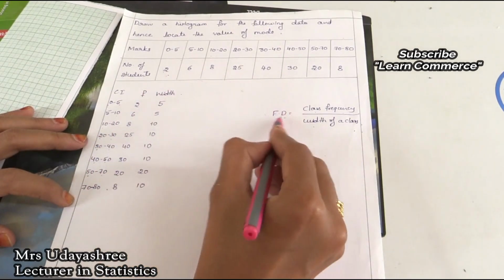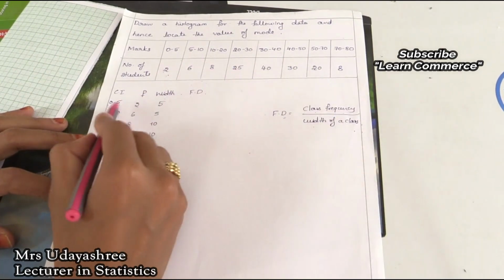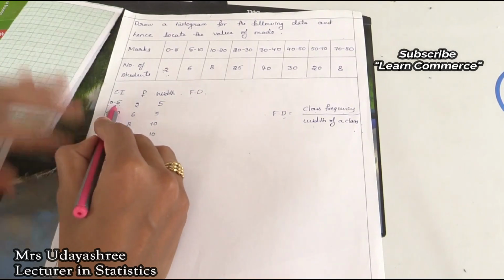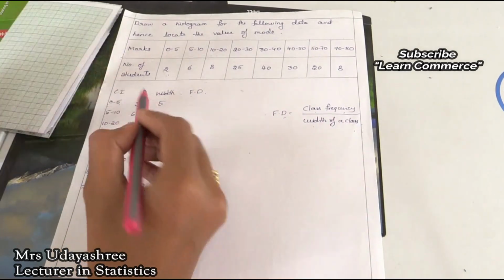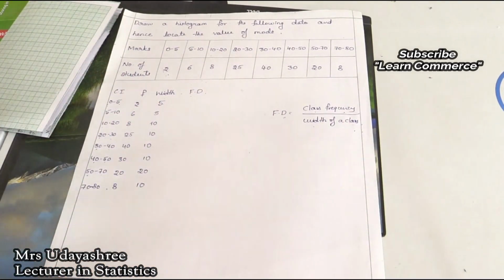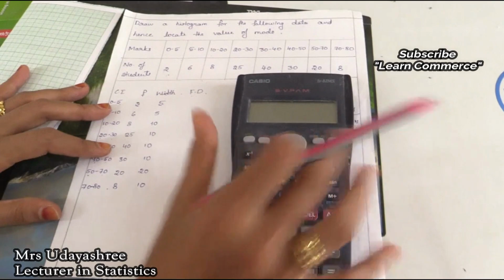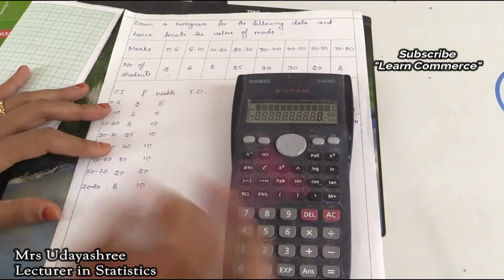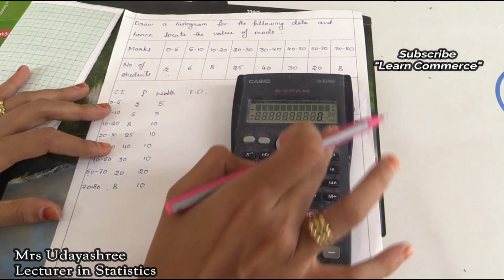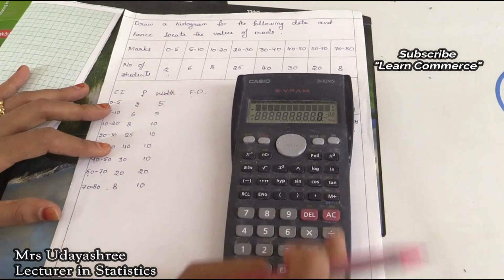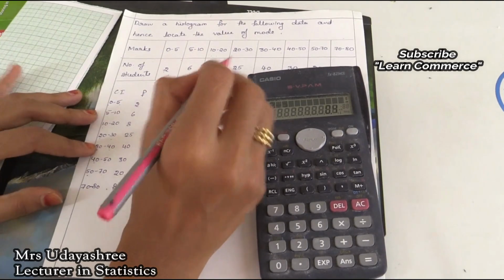Now we can apply the formula. The next column is frequency density. In the first class, 0 to 5, the class frequency is 2 and the width of the class is 5. To find the frequency density, we use the formula: class frequency divided by width of a class. So the class frequency 2 divided by the width 5 is 0.4. I will write 0.4 like that.